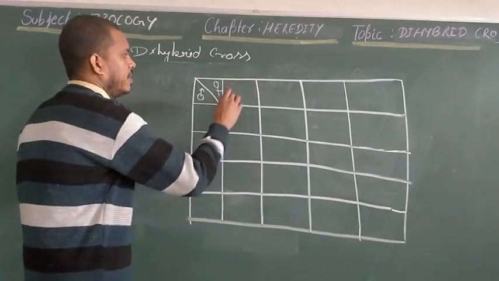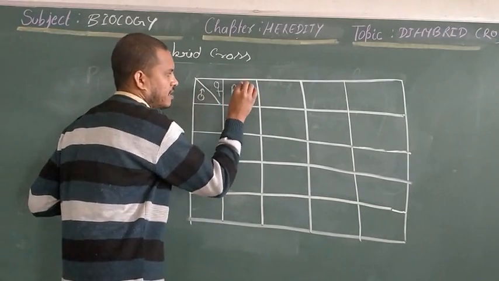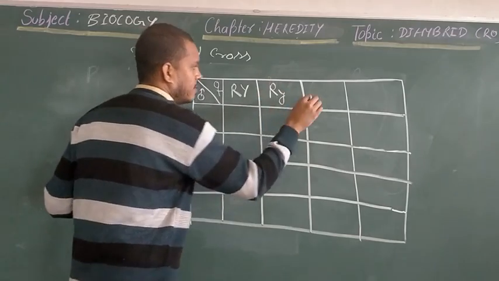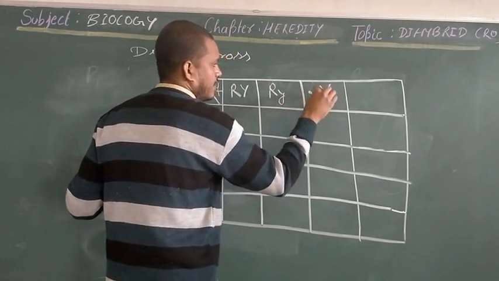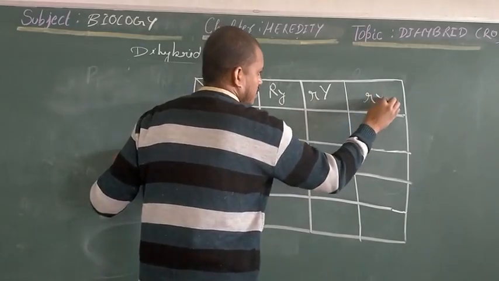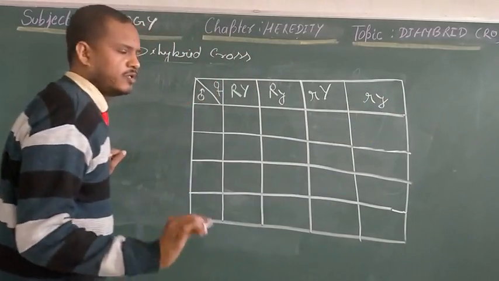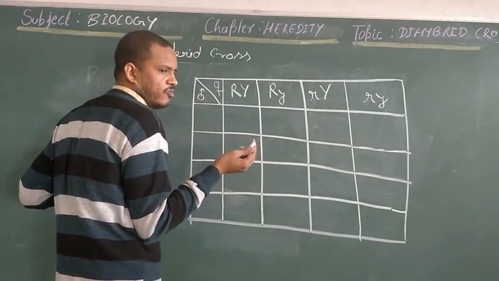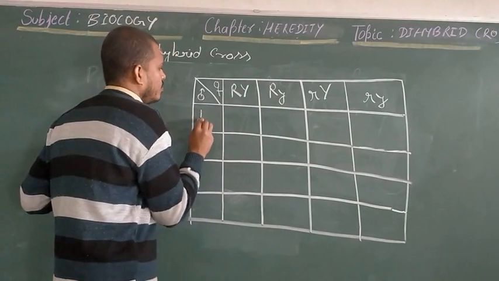Now you will write the gamete here. What you have got? Capital R, capital Y, capital R, small y, small r, capital Y, small r. Correct? This is the sequence of the gamete. The same is going to be here, because all individuals are genetically and morphologically the same, so they are going to produce the same kind.